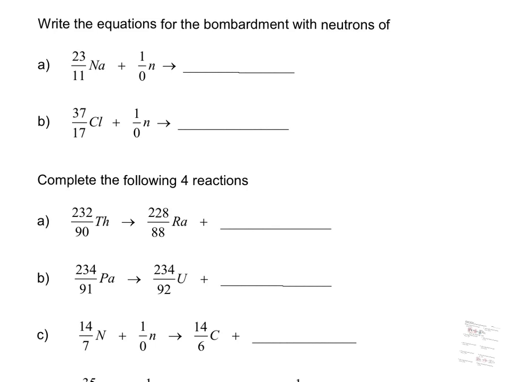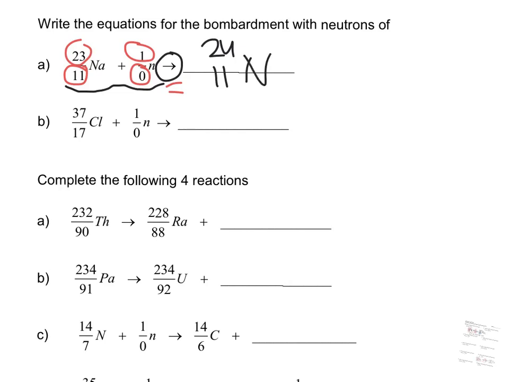Remember, bombardment is when two things hit together before the arrow, and that is going to end up creating something new. So in this case, because remember the arrow is like the equal sign, 23 plus 1 is going to give us a total of 24. And then 11 plus 0 gives us the atomic number 11. So what does that end up being? Element 11 is still sodium. So in this case, with neutron bombardment, sodium went from sodium 23 to sodium 24. And there you have it.